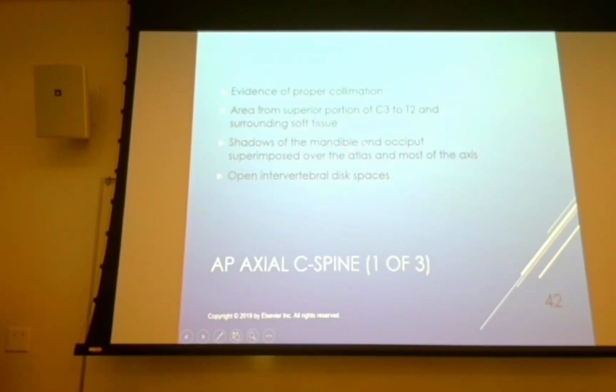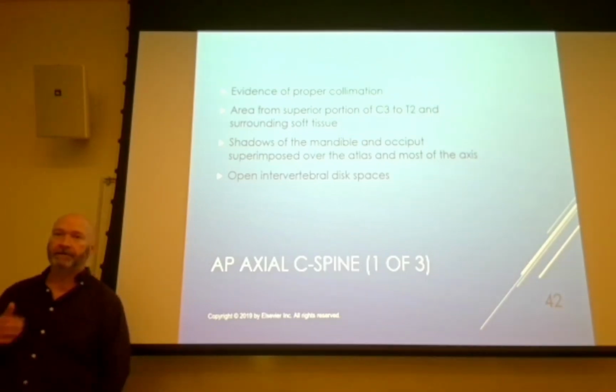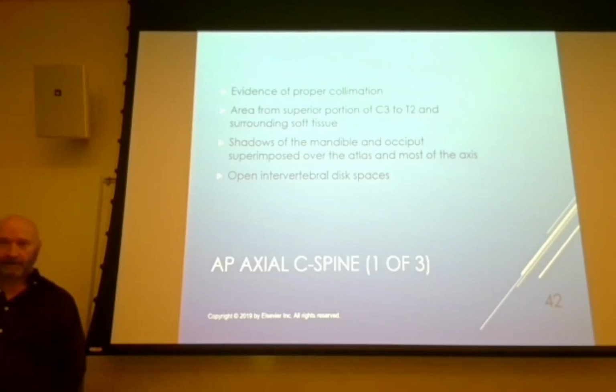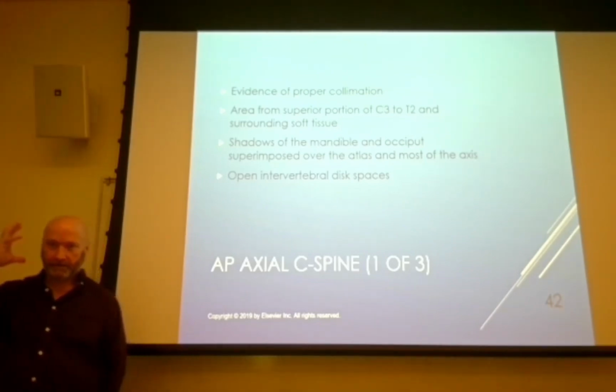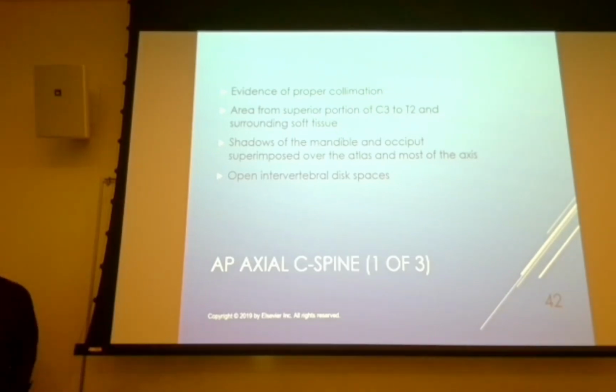So notice though that it doesn't say that we're going to see all the way up C1 and C2. Even if you position perfectly, you're just not going to see them because of where they're located and the fact that you've got this big, round thing sitting on top of them. So you're not going to see C1 and C2 very well. You might see a portion of it, but you're not going to see it very well. So we're going to have specific views to see C1 and C2.